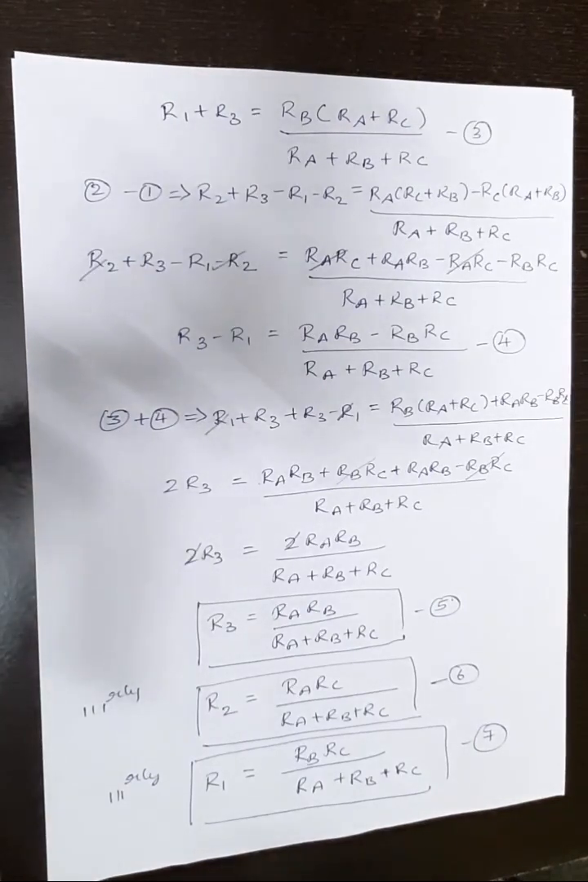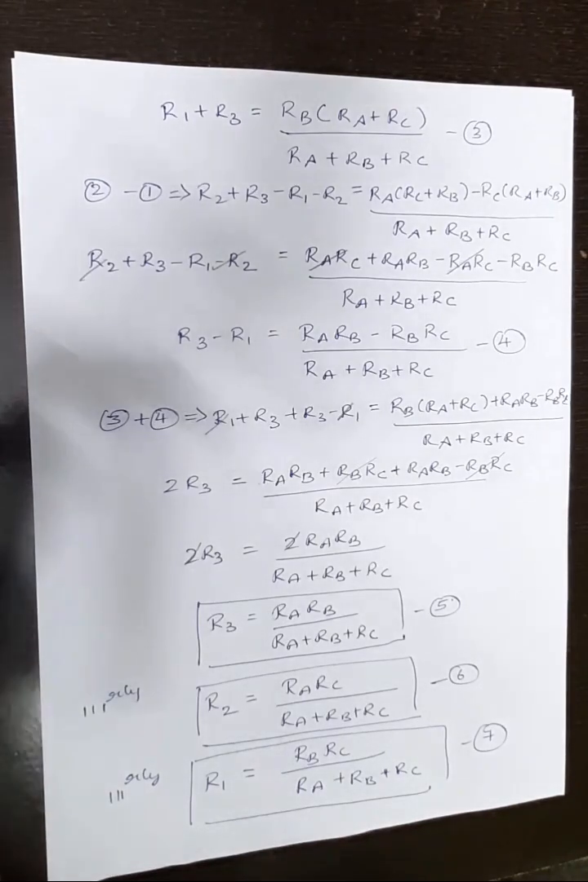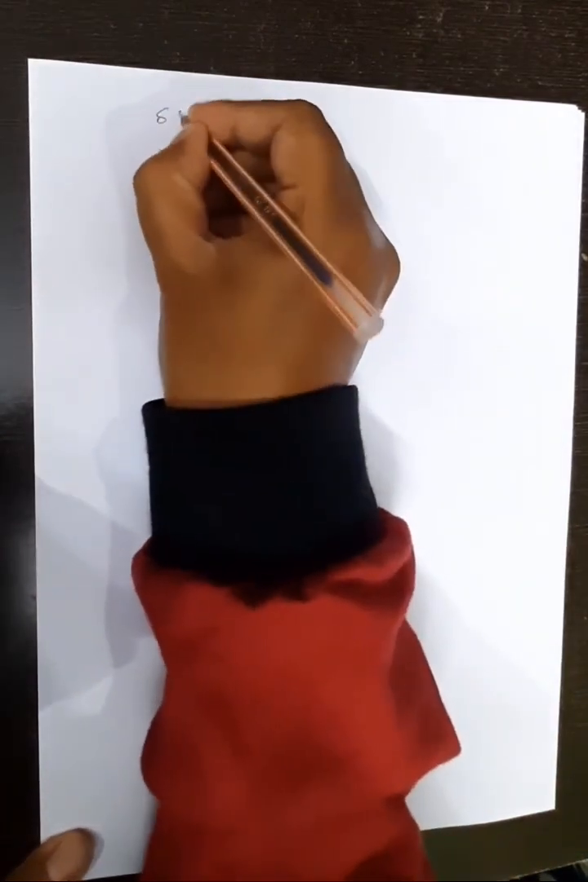By observing equation 5, equation 6 and equation 7, we can say the star resistance connected to a terminal is equal to the product of two delta resistances connected to the same terminal divided by the sum of the delta resistances. In the same way, now we shall see star to delta transformation.